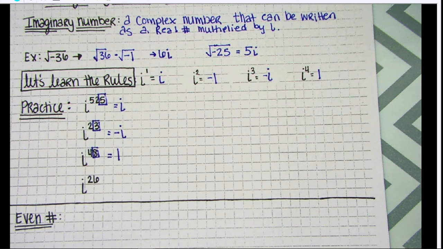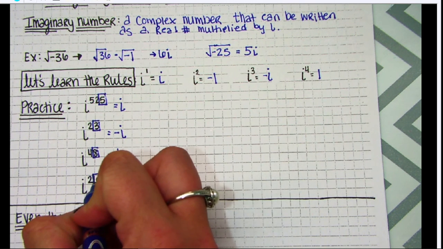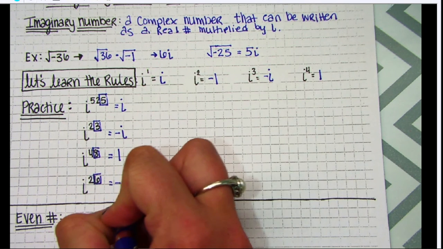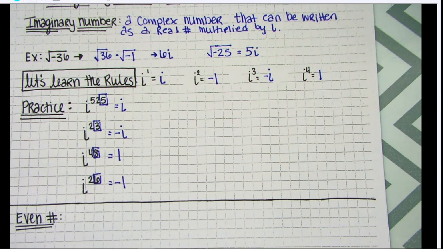That's it. Okay, I to the 26. There you go. 1, 2, 3, 4, 5, 6. Done. As long as you remember the first 4, you're good. You can do all of them.